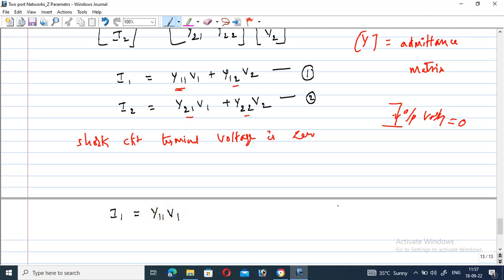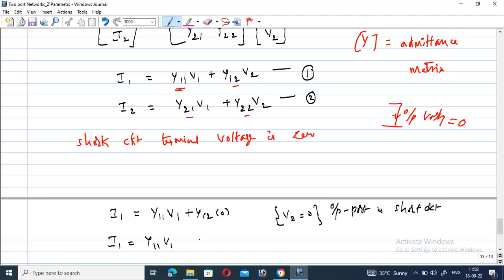So the first consideration is nothing but that the output port is short circuit. That means the v2 value is equal to 0. It is important. So v2 value is equal to 0 means that y12 is 0. So from this equation, I1 is equal to y11 v1.